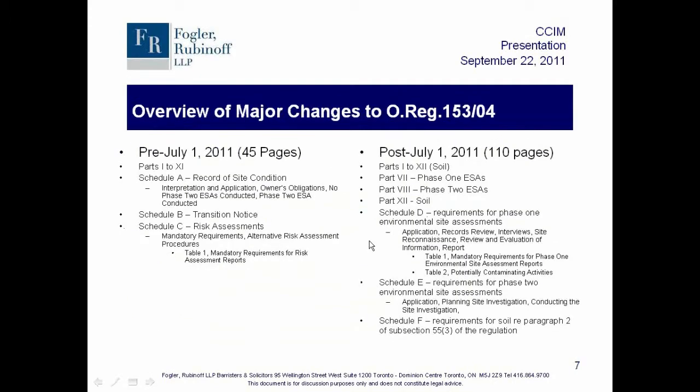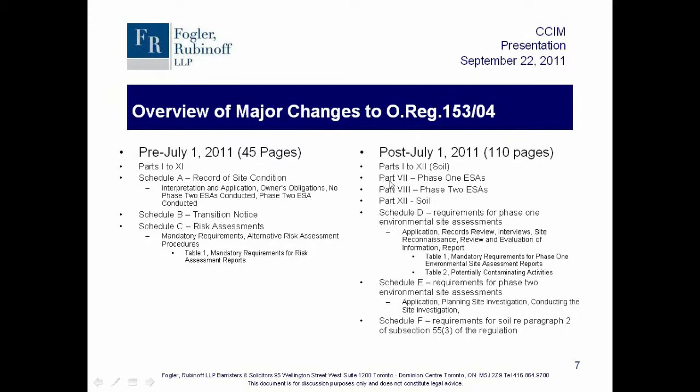So, very brief overview of the major changes. One thing you notice is pre-July 1st, the reg was 45 pages in length. It's now 110 pages in length. I'll just go down the post-July 1st column because that's what, unless you fall within the transition provisions, if you're starting off today, you need to follow the reg as it is today. And so it's got parts 1 to 12. 12 deals with soils.